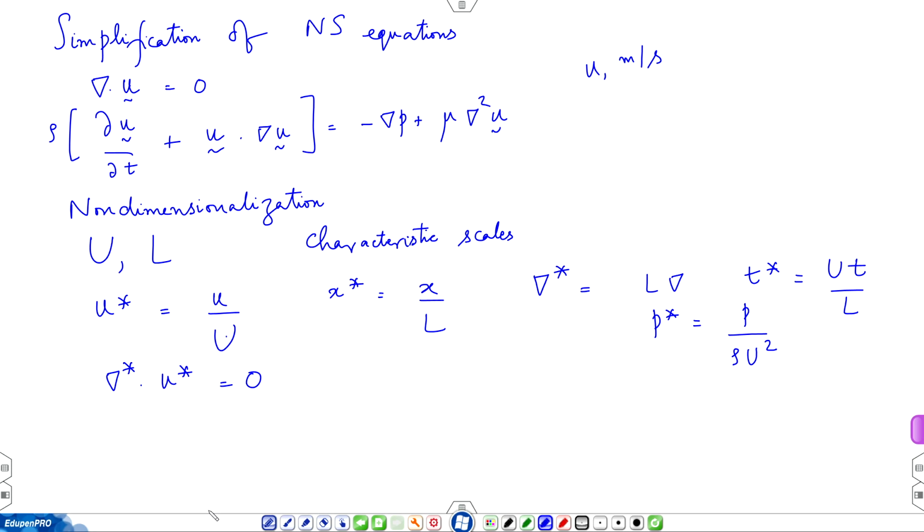I have substituted for del in terms of del star, that becomes del is equal to del star divided by L, and then for u I have put capital U times u star, but those are constants. So, there is no change in the form of the mass balance equation, it remains unchanged. And then if you look at the momentum equation, you will get, so now these are all vectors.